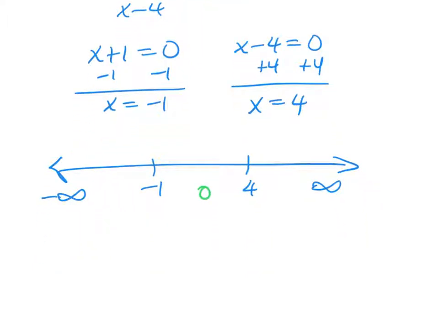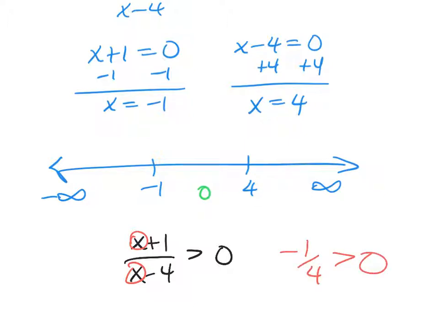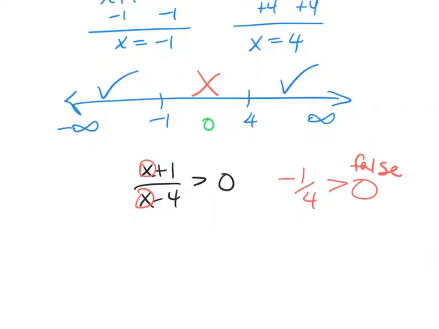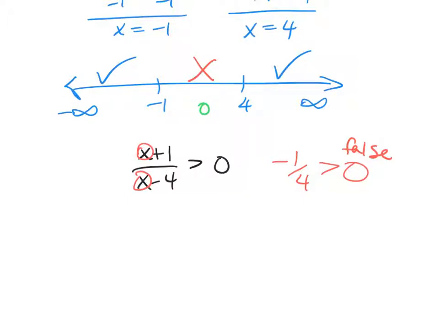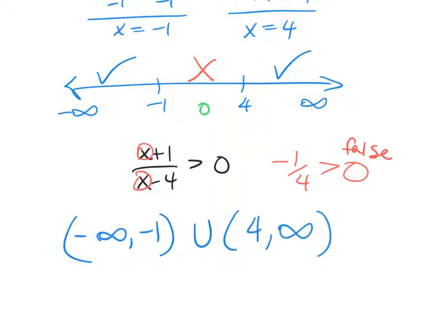Go back to the beginning. It had x plus 1 over x minus 4. So if I plug zeros here, I get negative 1/4. Is that greater than 0? That's false. So that gets an x where the 0 was. Check, check. So now we'll write it as our compound inequality. Negative infinity to negative 1, unioned with 4 to infinity.